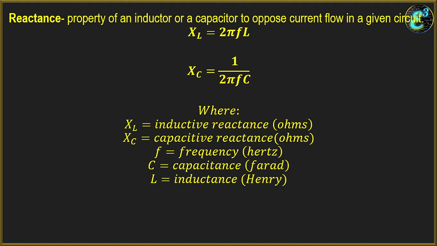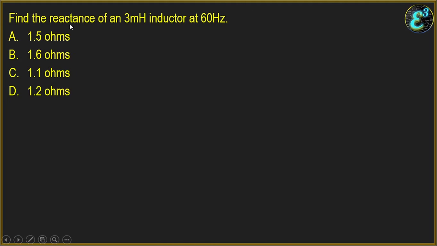So we have two kinds of reactance. The first one is the inductive, which is caused by the inductor. The formula for that is XL equals 2 pi FL, and the other one is the capacitive, which is XC, equal to 1 over 2 pi FC. Both XL and XC have units in ohms, the frequency is in hertz, the capacitance, as we learned in our previous videos, is in farad, and the inductance is in Henry.